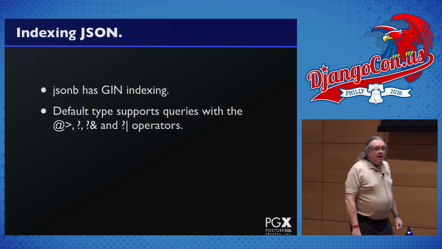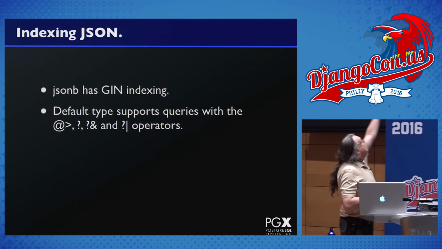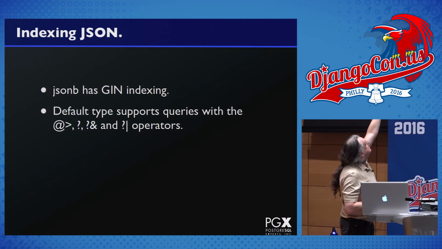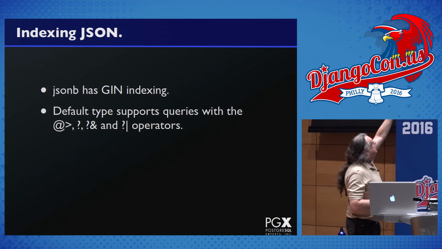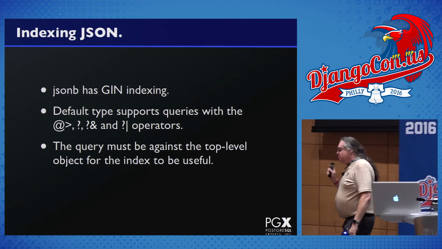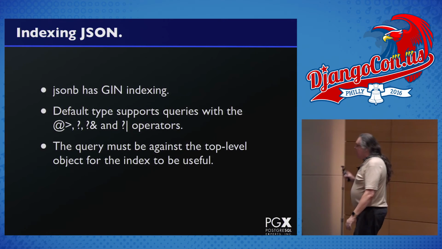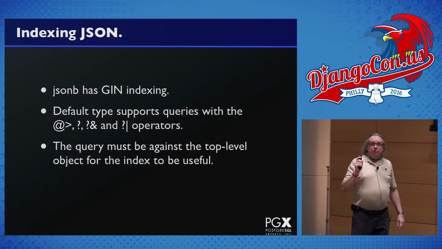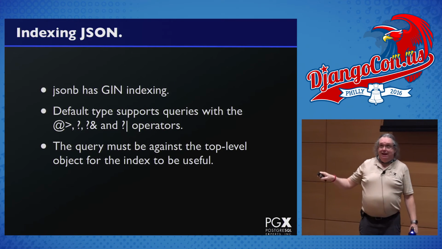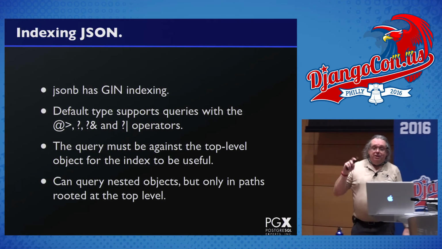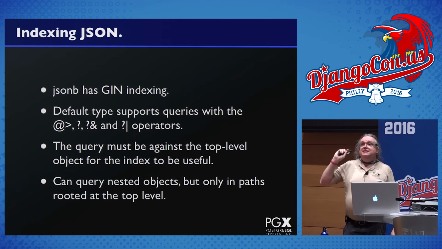It supports has key, has a single key, the path has a single key, has any keys, has all keys. You get it. One thing to remember is right now there's no single operator in Postgres that says find me this JSON field that has this key at any level in the structure. You have to start at the top level and walk your way down, finding things. You can query them, but only in paths that are rooted at the top level. This isn't as big a restriction as you might think, but it is a restriction.